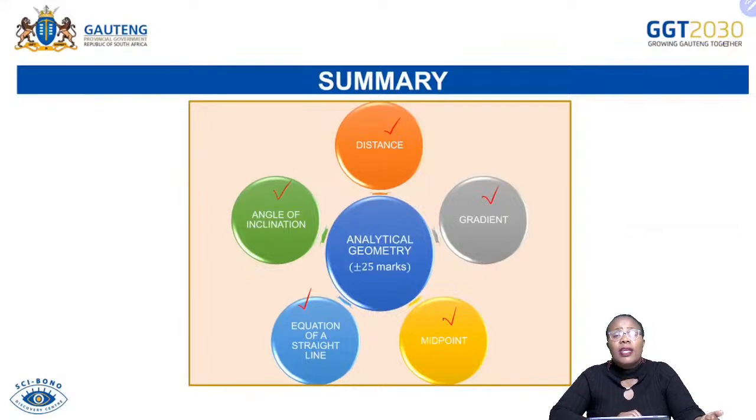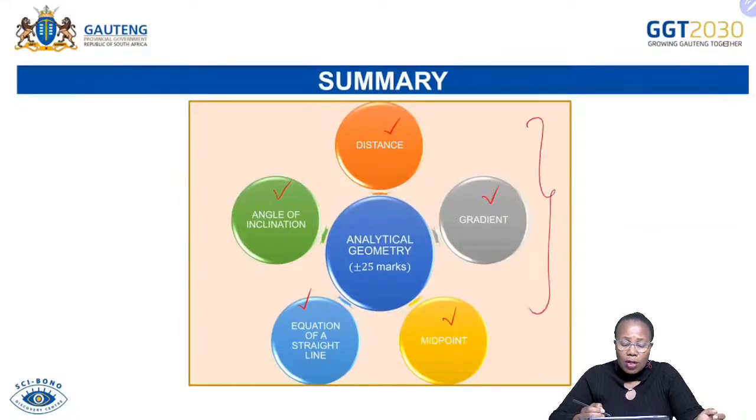And then given an angle of inclination to find a gradient, given a gradient to find the angle of inclination, of which the inclination we are working only in quadrants 1 and 2, grade 12, to find that. That is the summary to everything that we have done today.